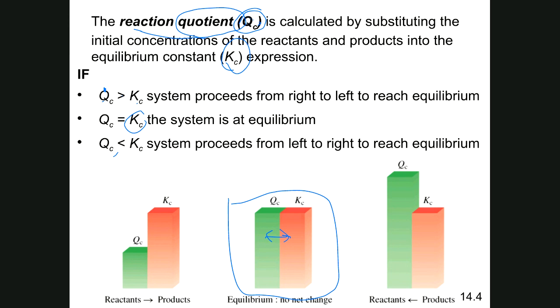If Qc is less than Kc, what does it mean? It means you don't have enough product yet to reach equilibrium. So if you don't have enough product to reach equilibrium, your reaction must go forward to produce more products, until Q and K become the same value. That means equilibrium has been reached. So basically, when Qc is small, the forward reaction is going to take place. The system proceeds from left to right, forming more of the product until the ratio is the same as the ratio for Kc.